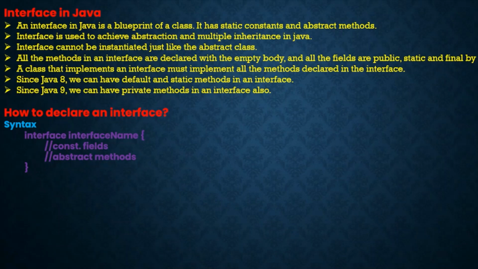Just see what the declaration for an interface is. Whenever we are writing an interface, we need to use the interface keyword followed by the interface name. I have given the example of animal. I have written the interface Animal, and the methods and the fields you can write similarly.